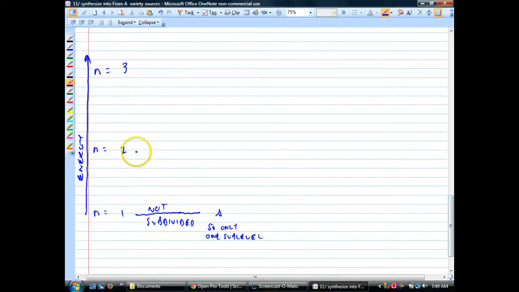Now let's look at n equals 2. In n equals 2, there are two subdivisions. There's an S and there's a P. And the P is a little bit higher energy than an S. And in n equals 3, there are 3 subdivisions: S, P, D. Guess how many subdivisions there are in energy level 4? 4. Energy level 5? 5. Energy level 6? 6. Energy level 7? 7.